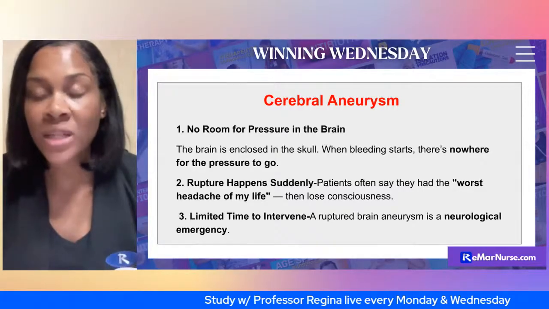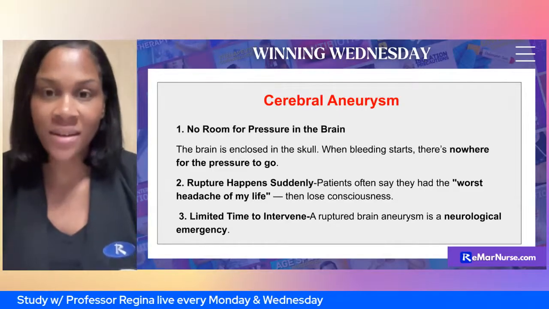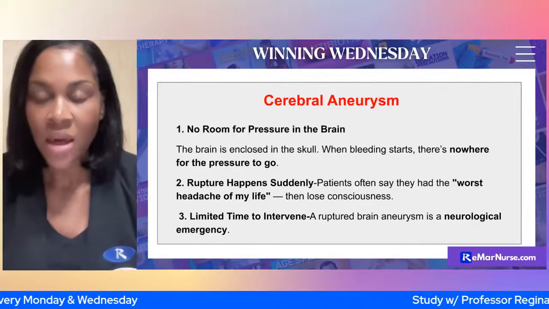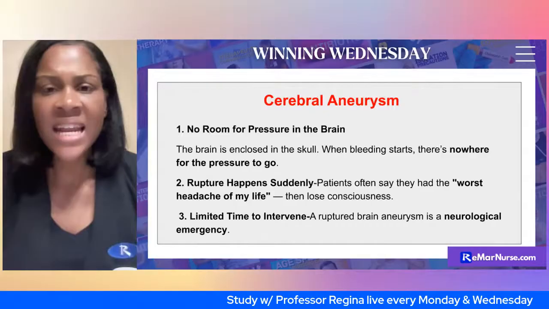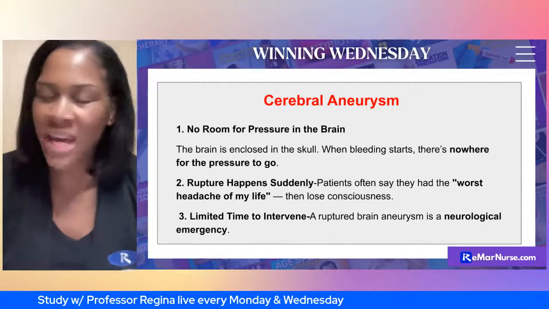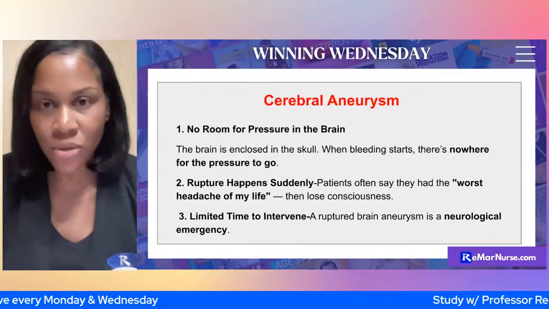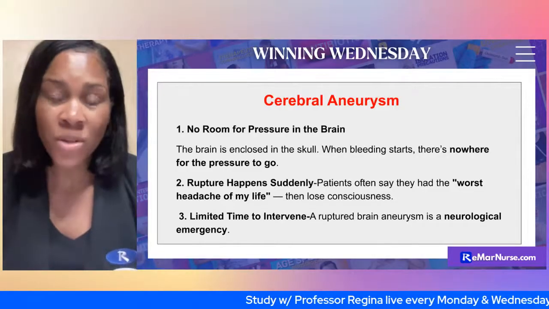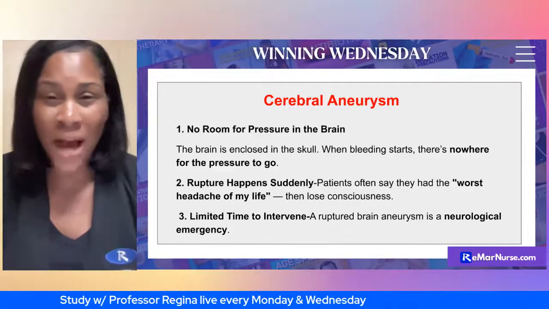And people who say, I have the worst headache of my life, this is meaning that rupture has happened. Okay. And typically after that, they lose consciousness. So anytime a patient has a brain aneurysm and it's a ruptured aneurysm, it is the absolute emergency. It's the neurological emergency, because even with surgery for a ruptured aneurysm, most people do not make it.